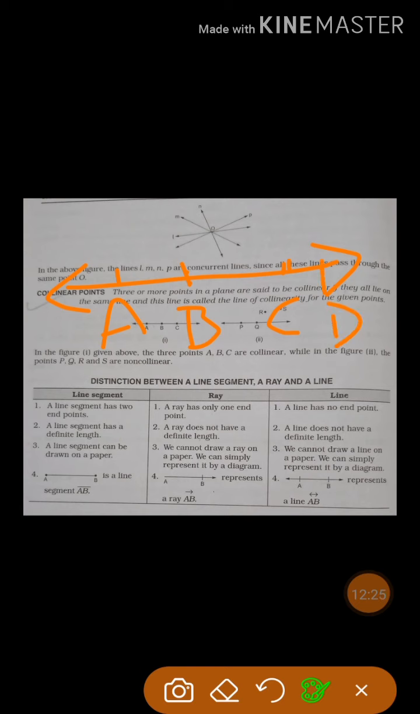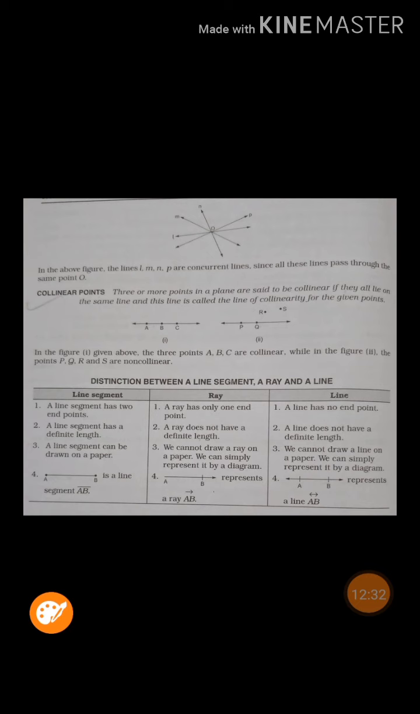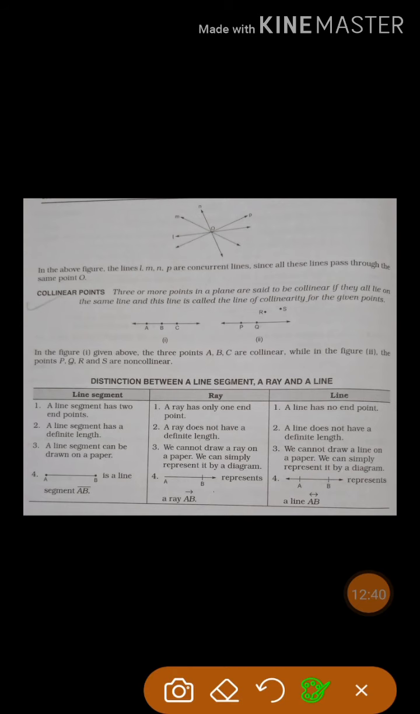If three or more points lie on the same line, we can say these are collinear points. Now come again to these three: line segment, ray and line. A line segment has two endpoints. This is a line segment AB. It has a definite length and a line segment can be drawn on paper.